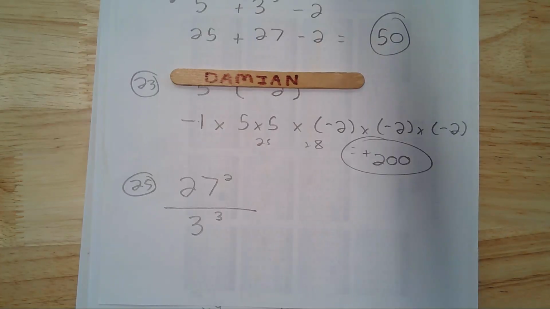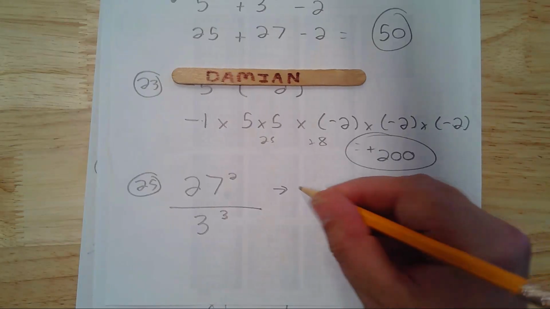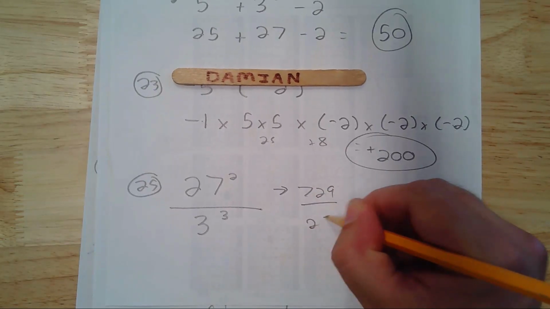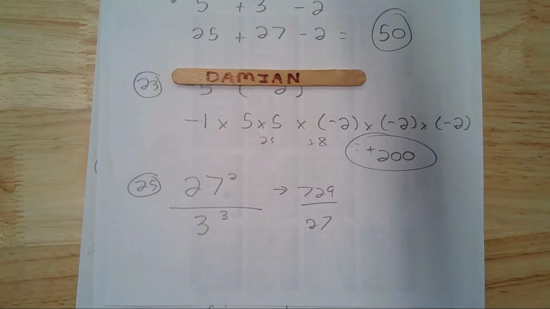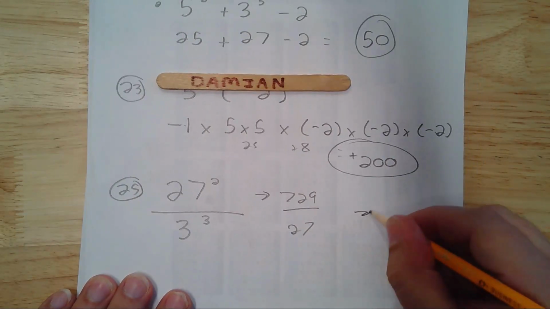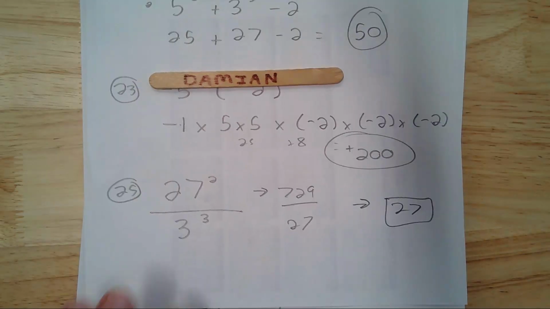I'm dividing. What by what? 27. 27 by what? 1,970 by 27. 27 times 27 is 729. Yeah, that's what I got. 3 cubed is 27. And 729 divided by 27 is 27. Let's go.